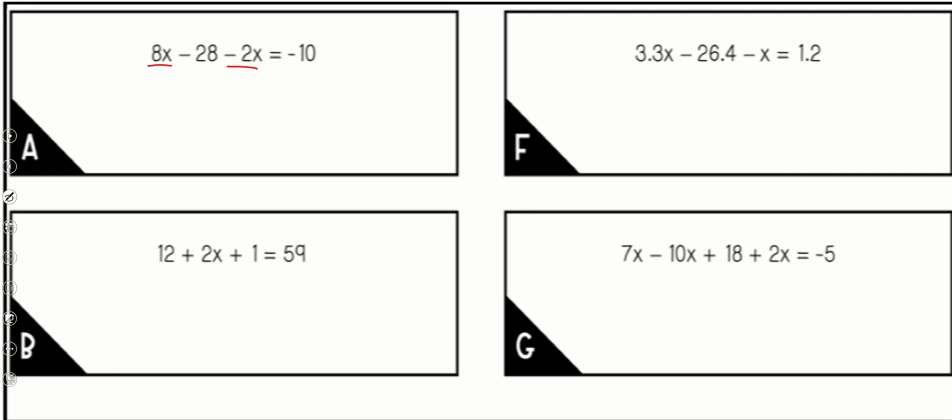So 8x minus 2x is 6x. I still have minus 28 on the left side, and that equals minus 10. Everybody good with that step? Anybody got any questions on that step?